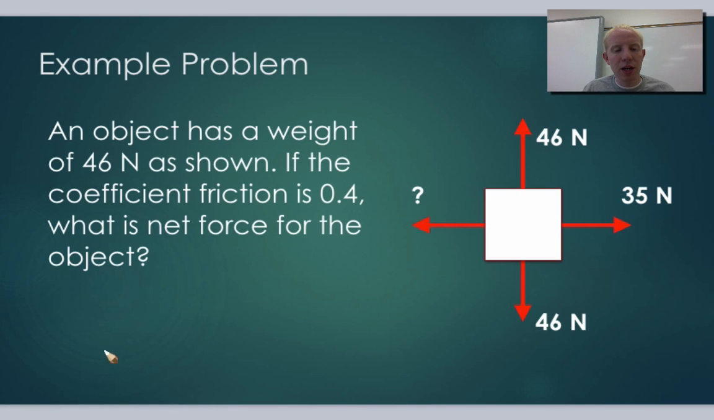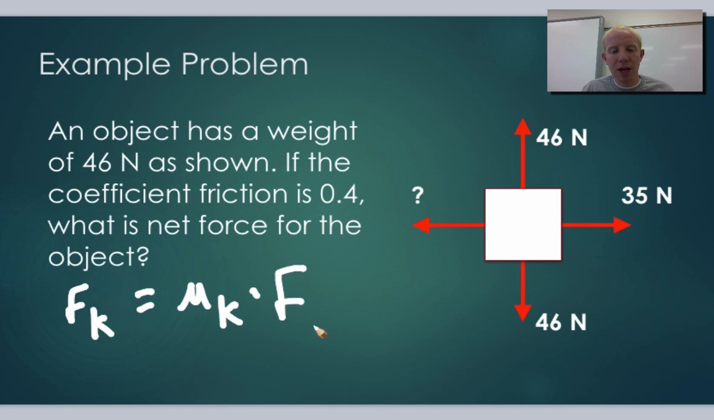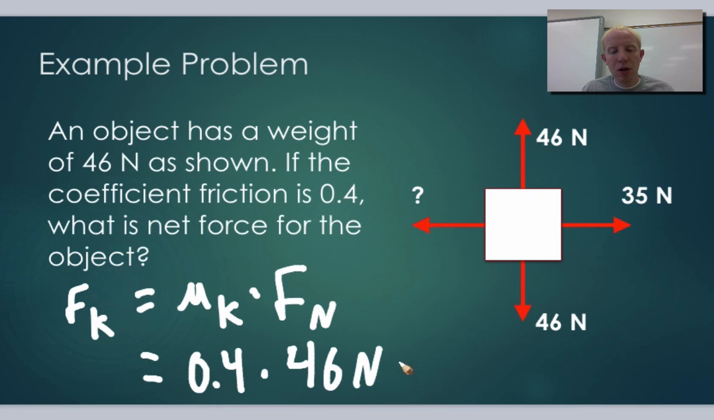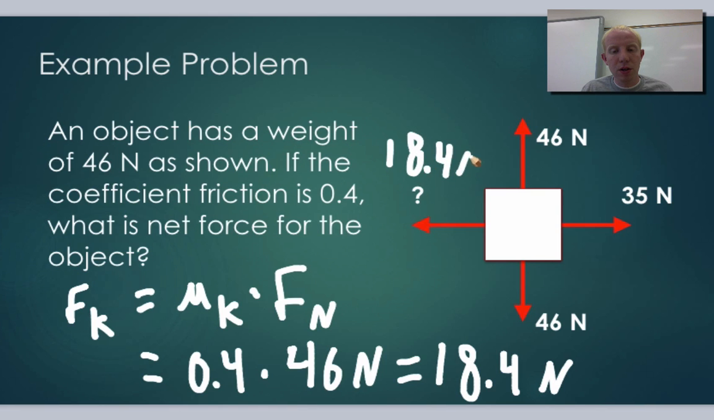Okay. So to find how much friction force we have, we're just going to plug it into that equation. F sub k equals mu sub k times F sub n, which in this case gives us 0.4 times 46 newtons. And when we put that in our calculator, 0.4 times 46, we get 18.4 newtons. So that's how much friction force we have right here, 18.4 newtons.